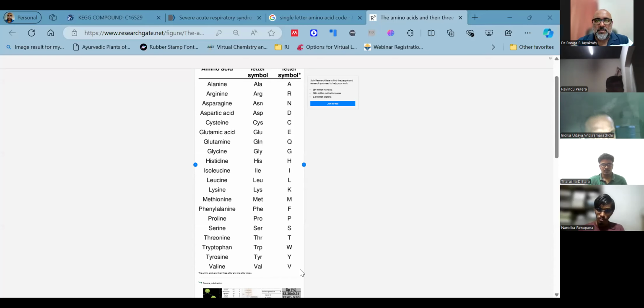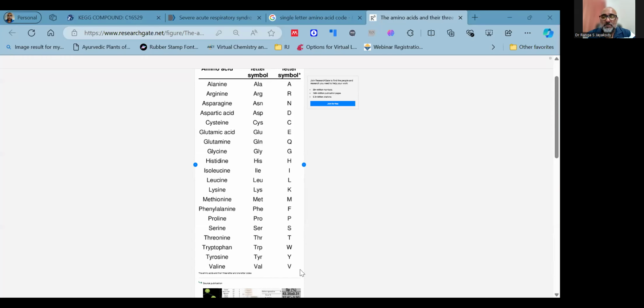Okay, now can you see my screen? Yes. Okay, so now I have shared the names of the amino acids that are out there in nature: alanine, arginine, asparagine, aspartic acid, cysteine, likewise. In chemistry and biochemistry we usually use the three-letter symbol, in the second column. But in bioinformatics it's very easy to have a single letter code, because in a sequence each letter refers to one particular amino acid. A is for alanine, R for arginine, likewise.